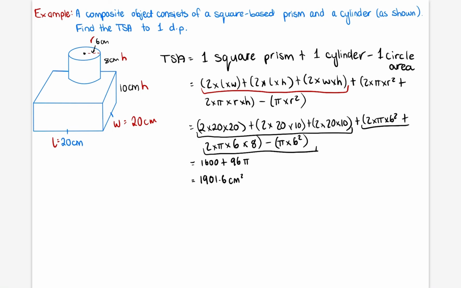And that is how to approach finding the surface area of a composite object. Work out what shapes you've got involved, and then which parts you might have to exclude because that's where they're connected. And write it all out before you start trying to work it out, because it'll save you some errors later.